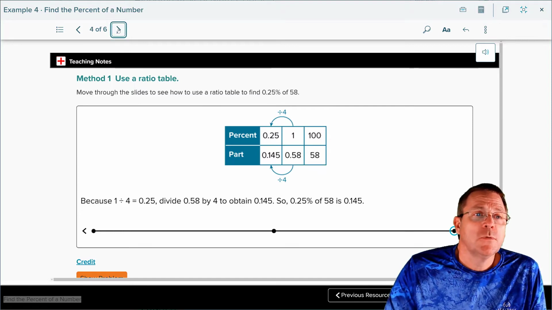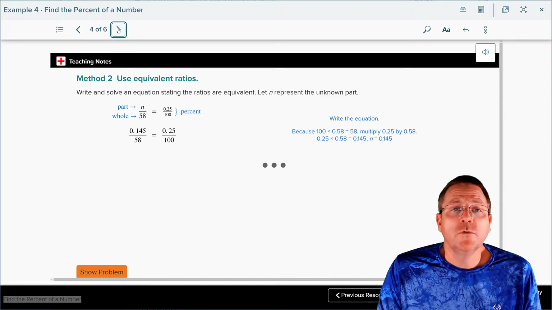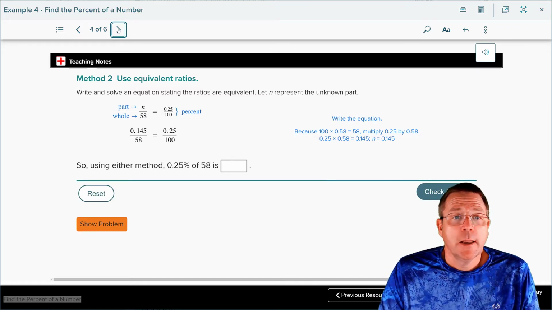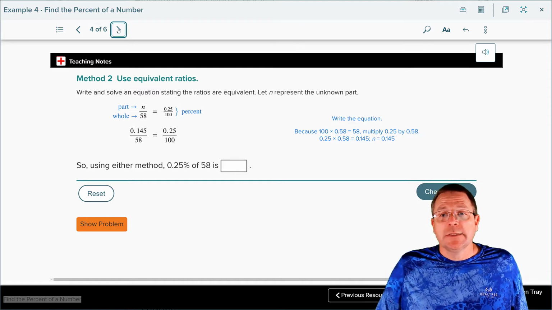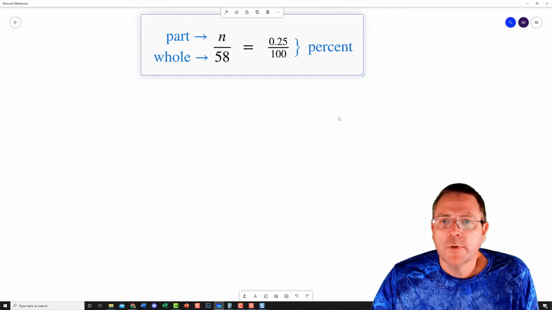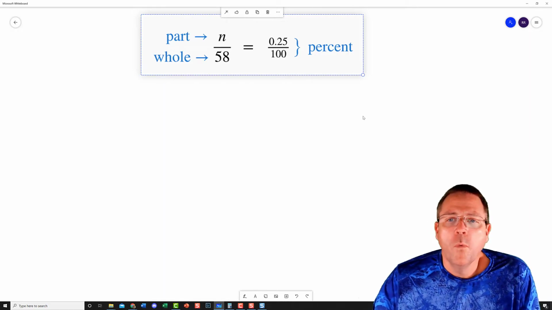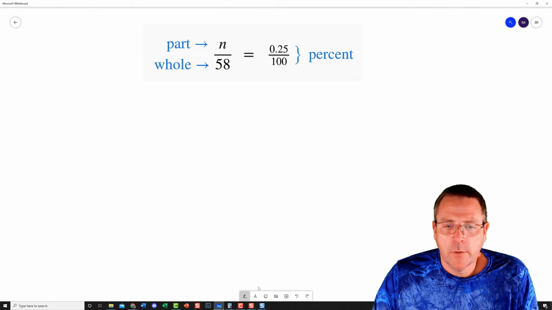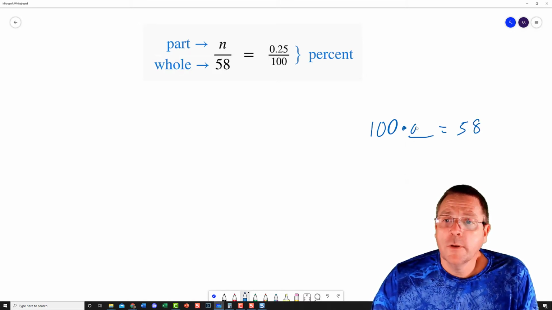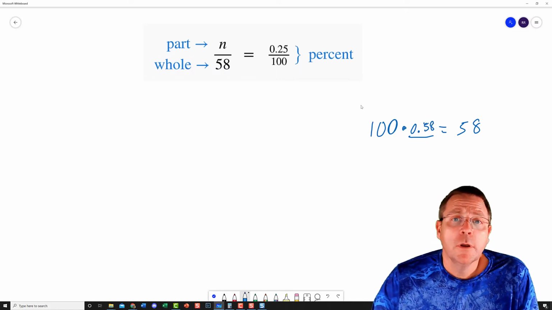What other options do we have? Well, we could use equivalent ratios, and that would be another really good option to use. And let me take a screenshot of this so we can see how it would work. So we have our ratio table set up, and we have to ask ourselves, what can we multiply 100 by to get it to equal 58? And the answer is going to be 0.58. If I do it on the bottom, I have to do it on the top.